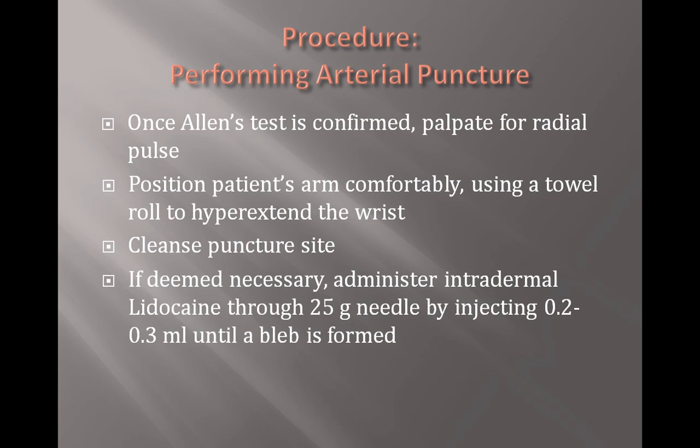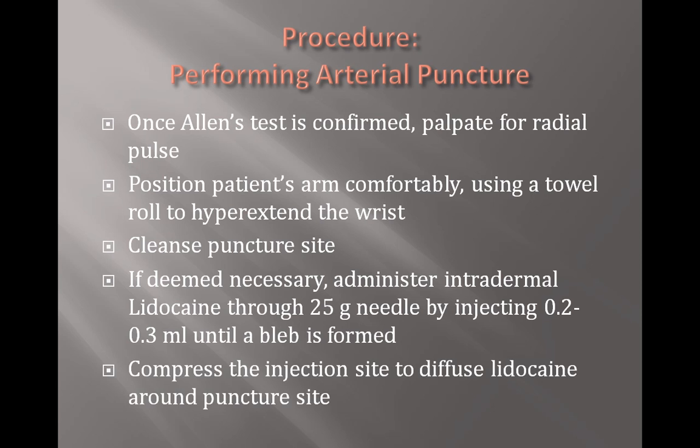If needed, administer the intradermal lidocaine through the 25-gauge needle, injecting 0.2 to 0.3 mLs until a bleb is formed. I find usually this is plenty of lidocaine. Make sure you aspirate back prior to injecting the lidocaine to be certain that you haven't inadvertently entered a vessel. Explain to the patient that they may feel a warm or burning sensation with the injection. Gently compress the injection site with an alcohol prep to diffuse the lidocaine around the puncture site.